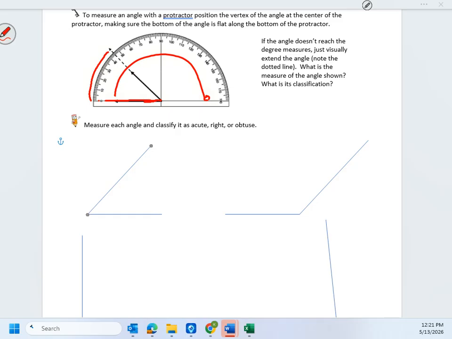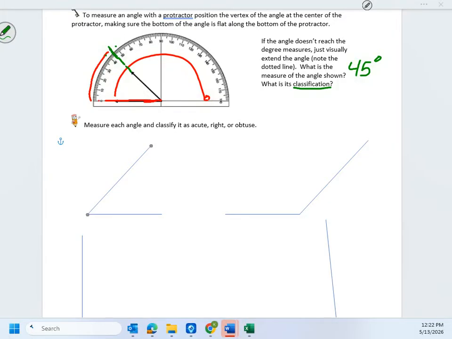Now, sometimes that line doesn't go all the way to where the numbers are. So you have to extend that angle out, up, so you can see what number it hits. So if we extend that line up, we see it hits between the 40 and the 50. What is right in the middle of 40 and 50, Joe? 45 degrees. 45. So that angle measurement is 45 degrees. Then it says, what's its classification?